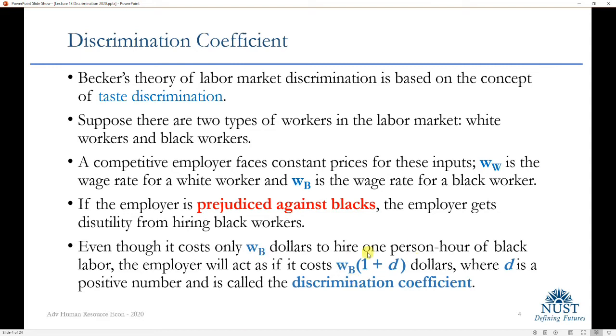So now, after incorporating this discrimination coefficient, academically, it's very easy to compare and find out whether this employer will hire a white worker or a black worker. Even though he's paying $100 to both of them, his perceived payment for the black worker is 120, and his perceived payment to the white worker is 100. So naturally, we can clearly see that he'll hire a white worker because he perceives to pay less to the white worker. Even in monetary terms, after accounting for the discrimination coefficient, it makes much more sense to hire a white worker because it costs him less, even though in hypothetical, psychological terms.